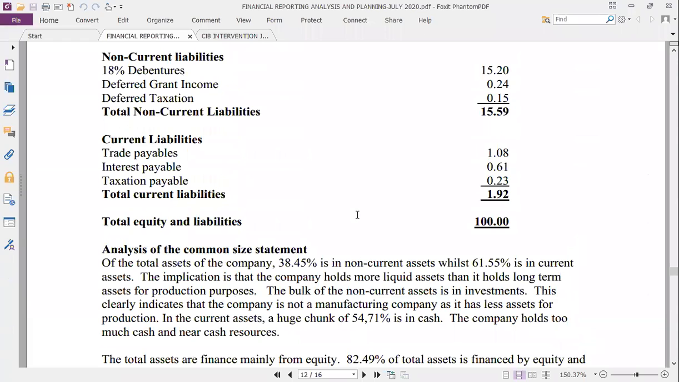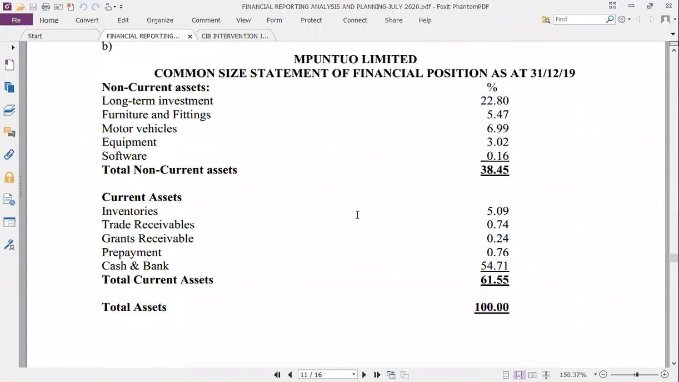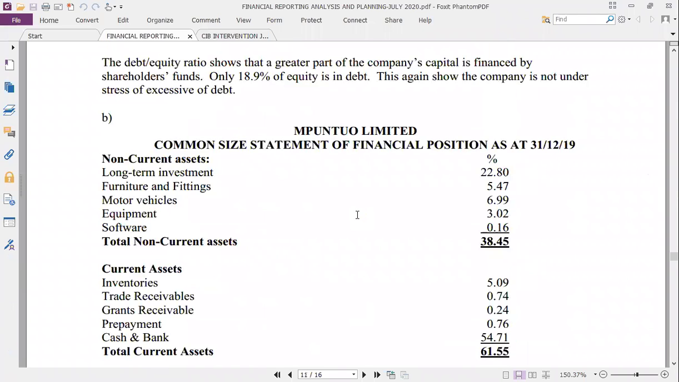This is one leg, just one year. Good, and then that is it. So basically, that is the end of our analysis and the ratios.